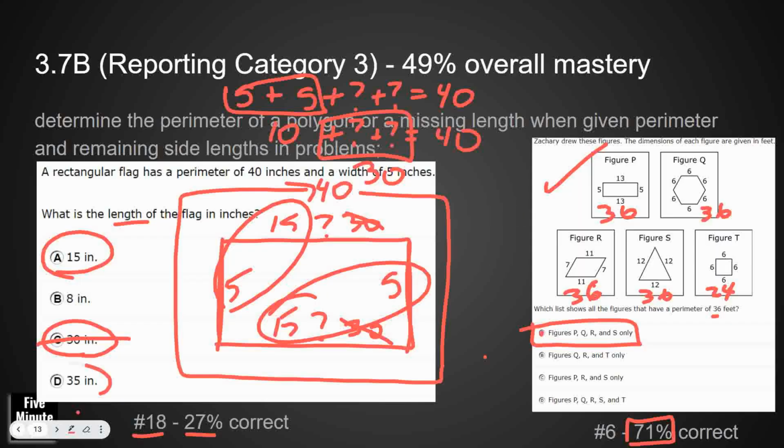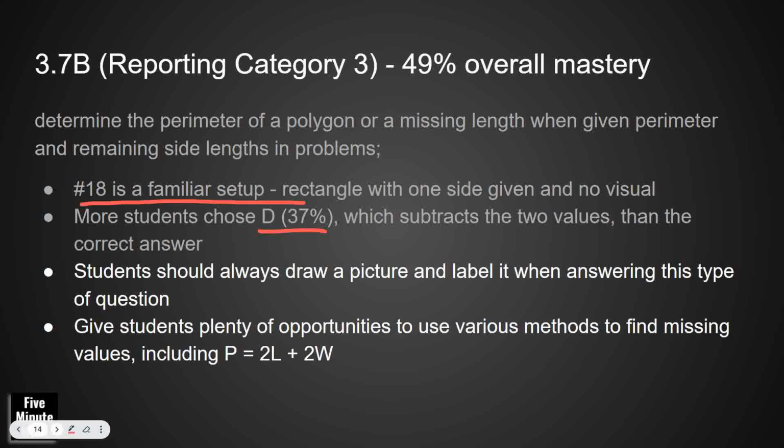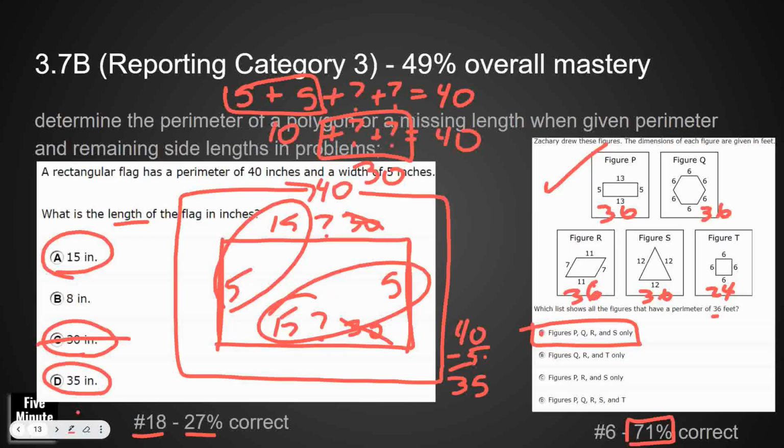So look, they chose this, which is just take my two numbers and subtract, not the actual correct answer. 37% chose D, which means they didn't really know what to do. So always draw a picture and label it. Even if you can just get the beginning of this picture with 5 and question mark, you've started.